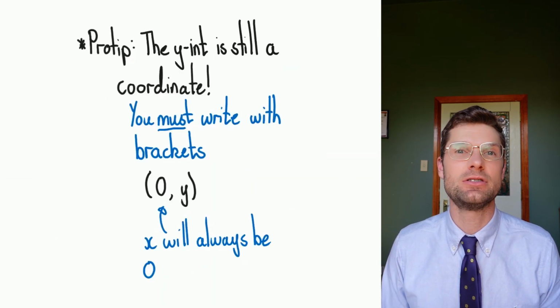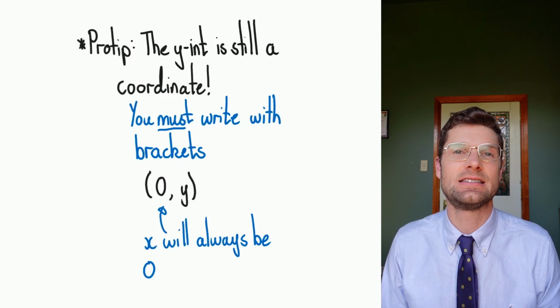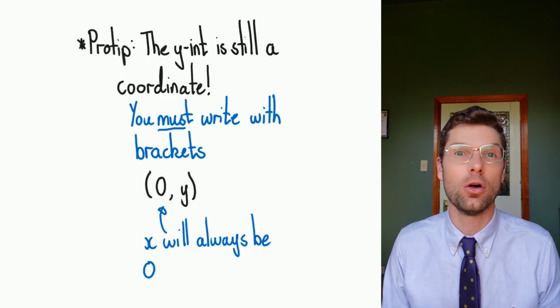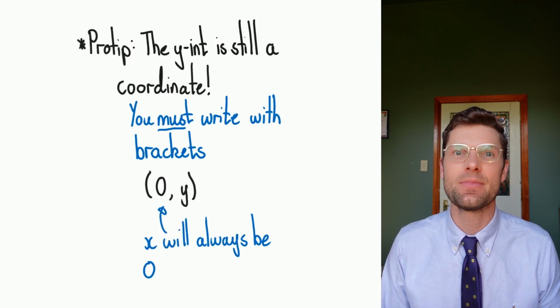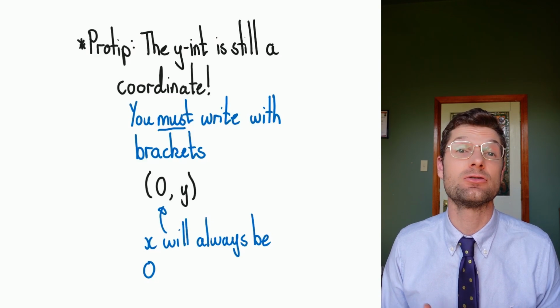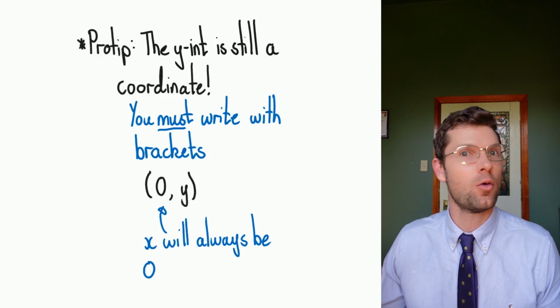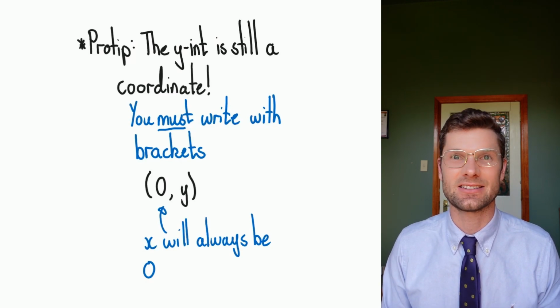So just the big pro tip is that the y-intercept is still a coordinate. Even though the x is 0 every single time in all of those examples, all you've got to do is write down x, 0, and then the y coordinate. Your answer is always going to be in a bracket. So if you get asked the y-intercept, (0, comma, whatever number the y is), that's going to get you full marks.